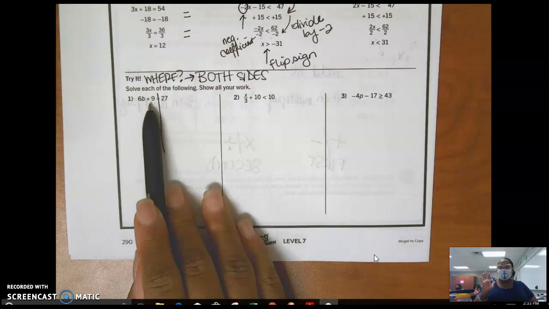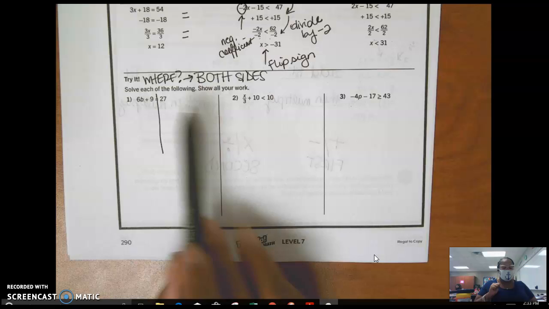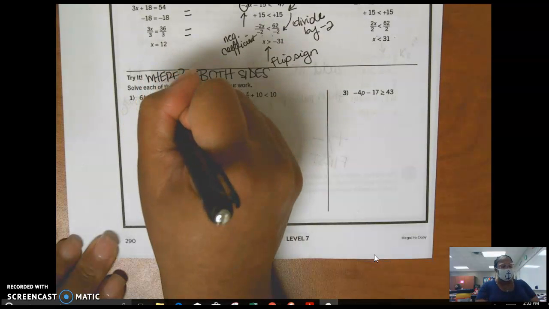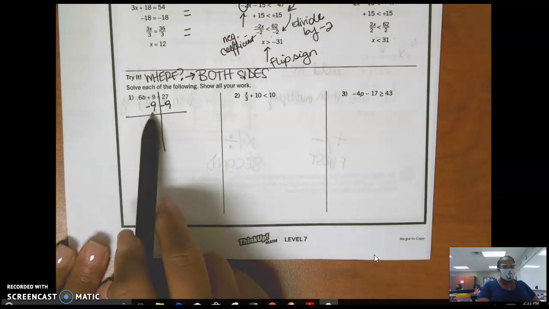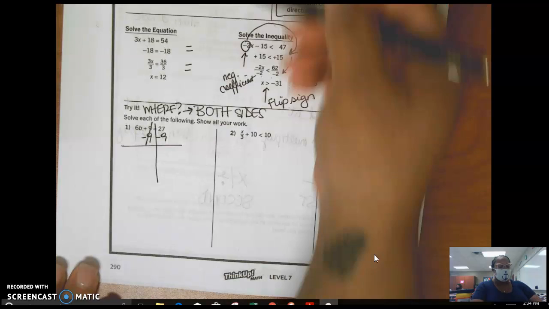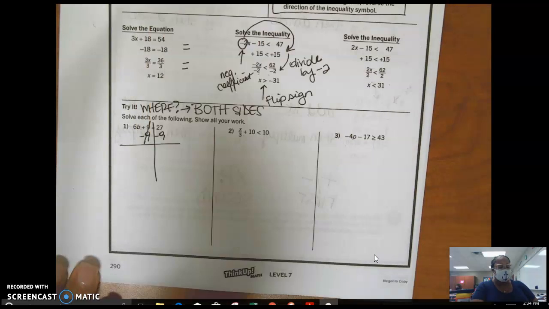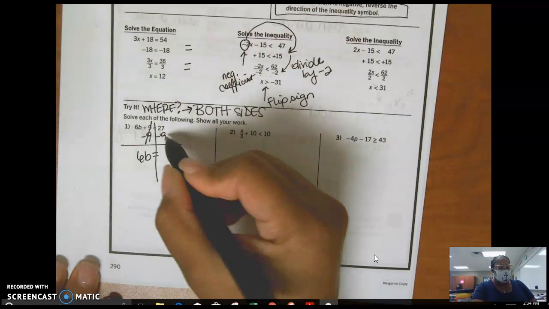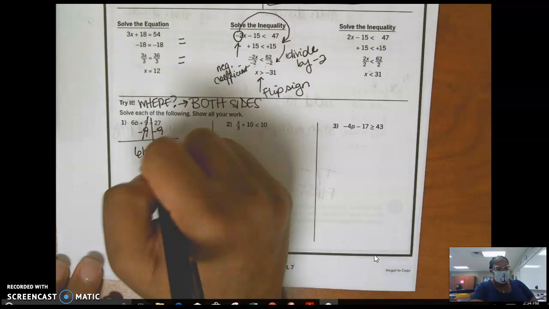What's the opposite of +9? Minus. And where do I write -9? Both sides. -9, -9. What happens to these 9s here? Cancel each other out. There's my cancel out. I'm following the rules. Okay, I'm trying to isolate my variable. Bring down the 6b. What's 27 minus 9? 18.